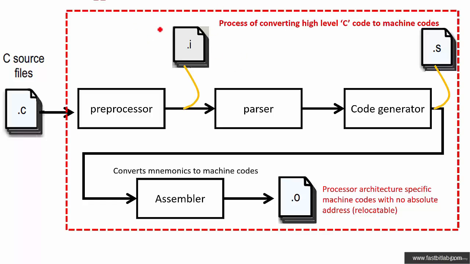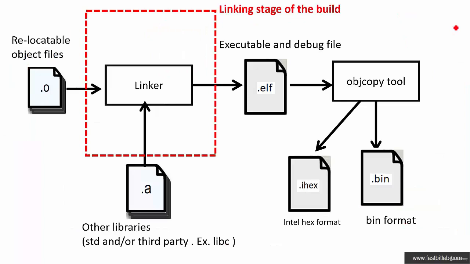Remember that, you can't see all these .i and .s files unless you instruct the compiler to save those files. We can do that. But by default, the compiler doesn't save .i and .s files which are created in between the process. After that comes the linking stage. All the relocatable object files will be taken up by the linker. It will resolve all the symbols and other information, and it will merge the different sections of the .o files to create one executable, that is the final executable, and the format of that executable will be .elf.